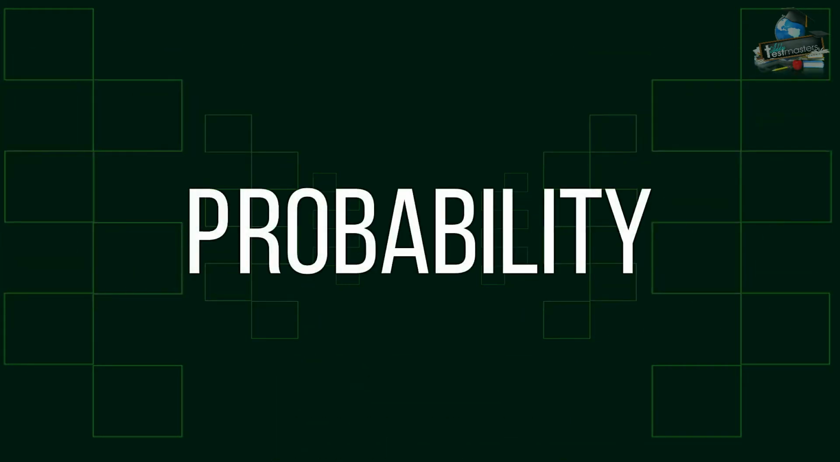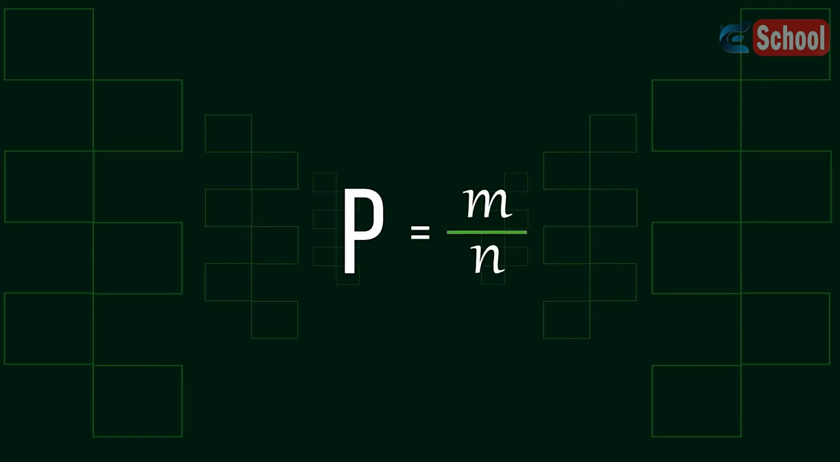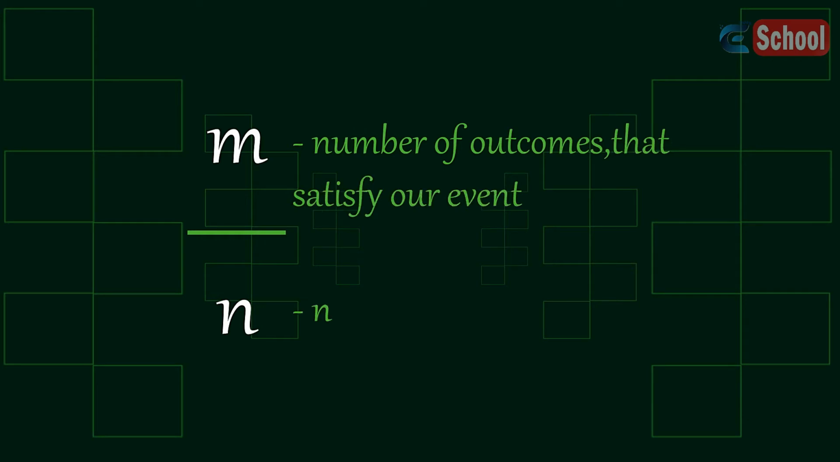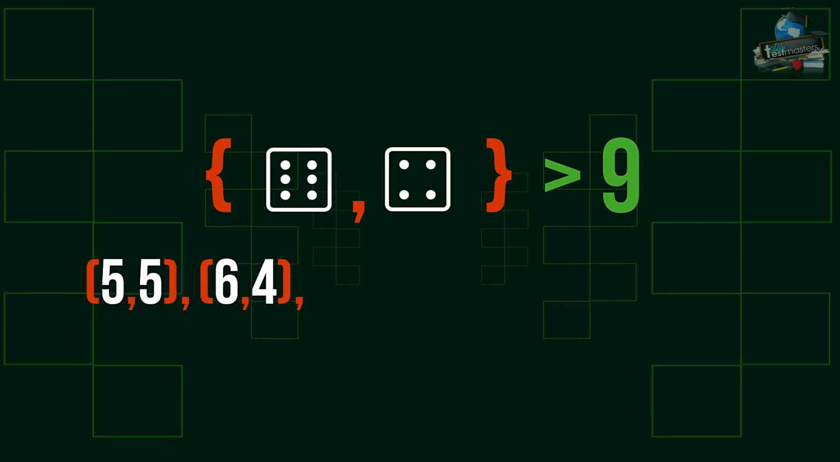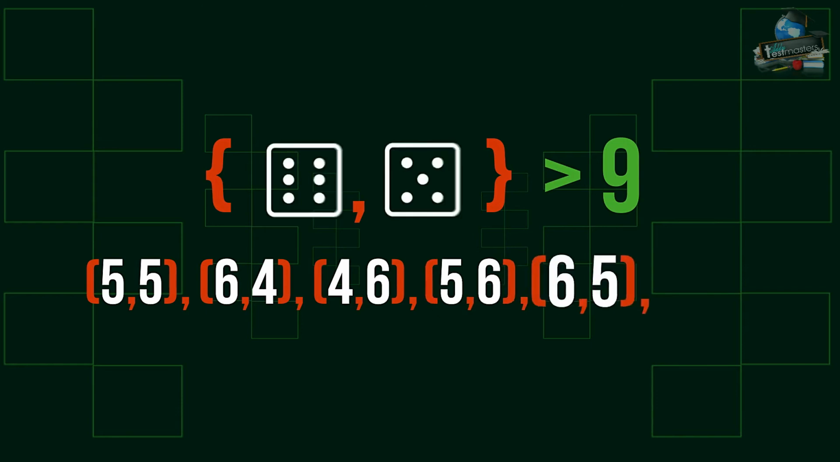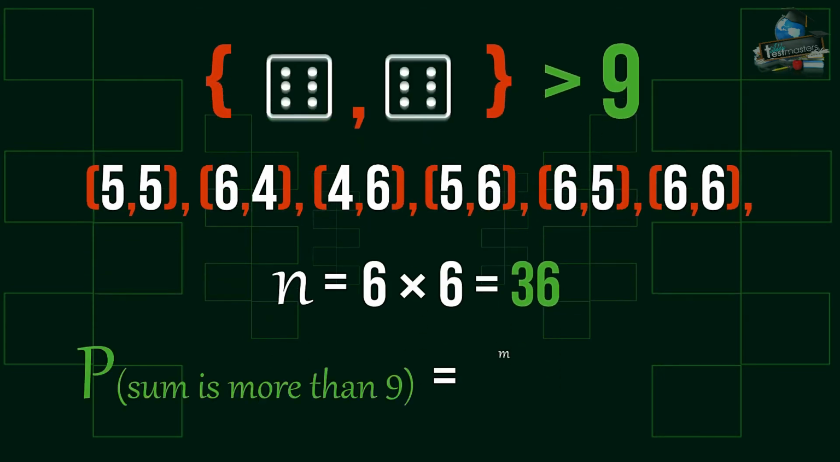After we construct a sample space, it's pretty easy to find the probability of an event. We just need to find the ratio between the number of outcomes that satisfy our event and the total number of outcomes. For example, let's find the probability of getting more than 9 as a sum of 2 rolled dice. Our event is a sum that's greater than 9. Outcomes that satisfy our event are 5-5, 6-4, 4-6, 5-6, 6-5 and 6-6. The number of all possible outcomes is 6 times 6, which equals 36. So our probability is 6 over 36, or 1/6.